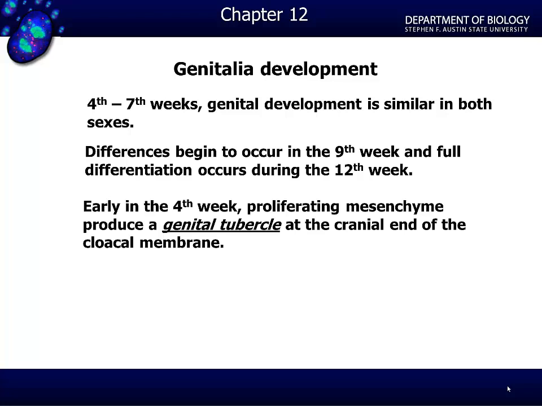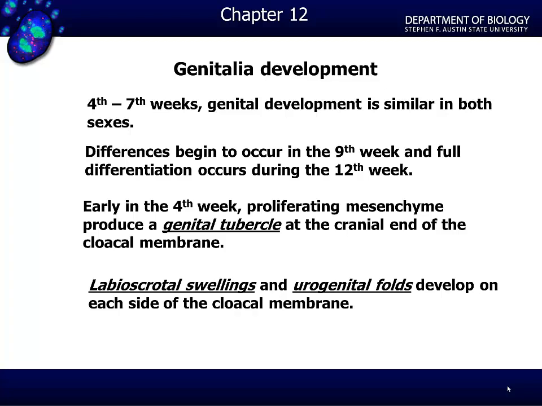So what we're going to see is this indifferent genitalia. It's essentially going to be this open urogenital membrane, this open slit that was formerly the cloaca. And at the cranial end of that cloacal membrane, we're going to have a mesenchyme enlargement due to proliferation. And this is going to become the genital tubercle.